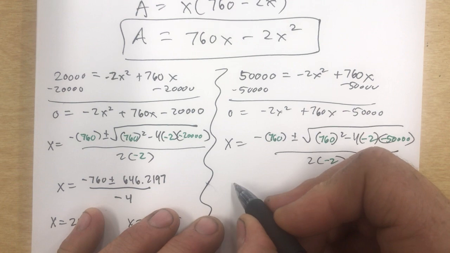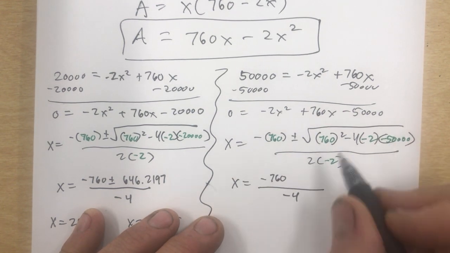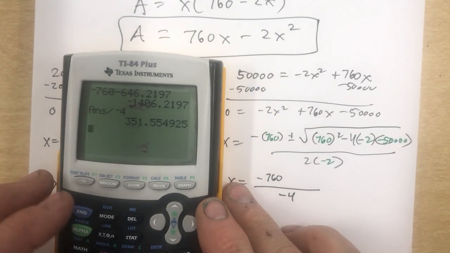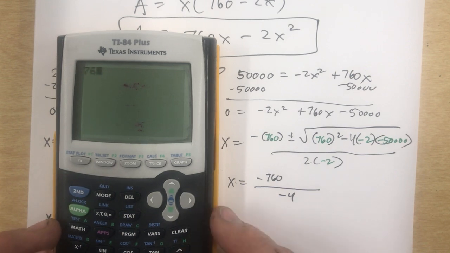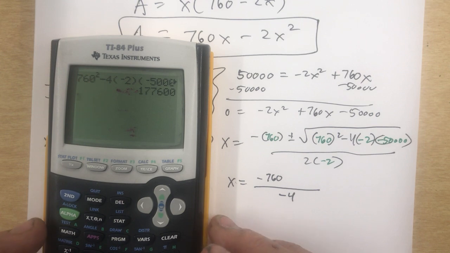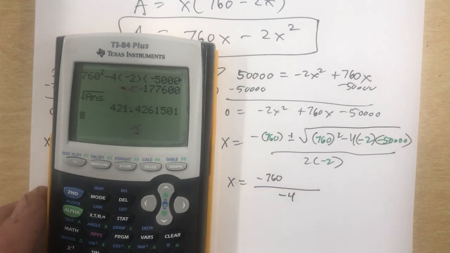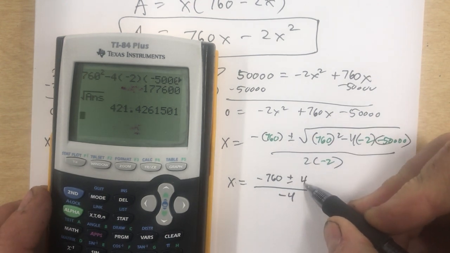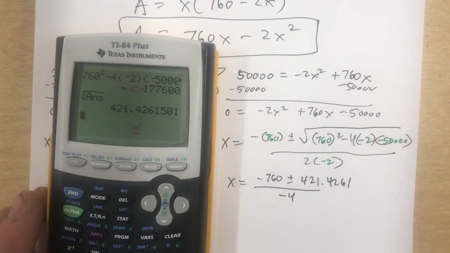Okay. So that's negative 760. Down here we got negative 4. Now I'm going to punch this in. So let me put this on the screen here. I got 760 squared minus 4 times negative 2 times negative 50,000. Okay, and then do the square root of that answer. And here you go: 421.4261. I'll leave those 4 decimal places.